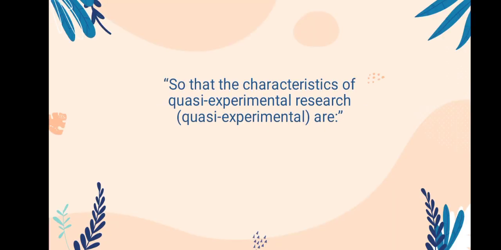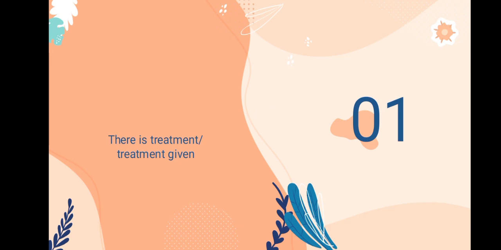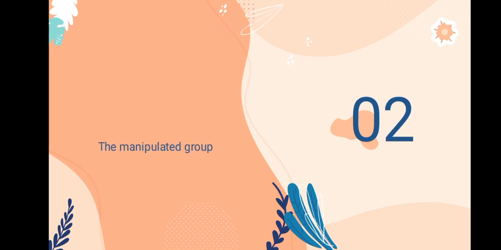So the characteristics of quasi-experimental research: number 1, there is a treatment given. Number 2, the manipulated group. Number 3, non-random sampling.